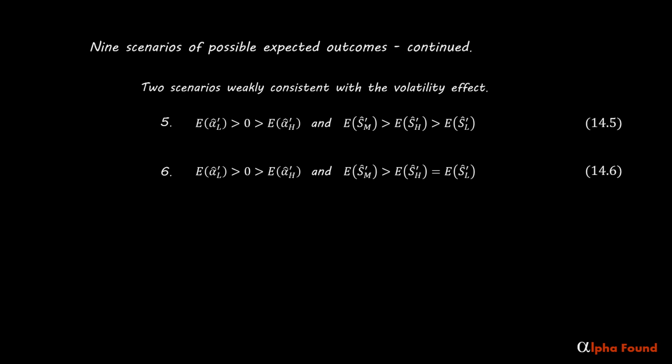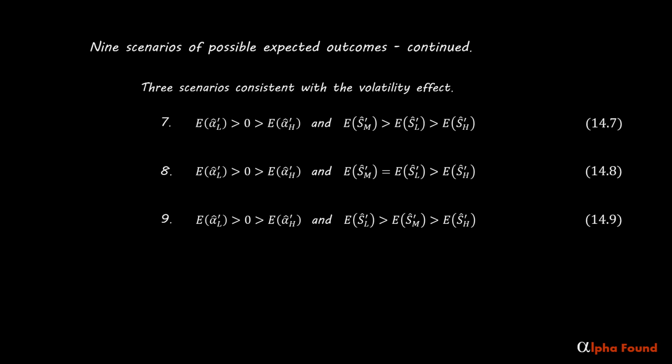The 5th and 6th scenarios are weakly consistent with the volatility effect. The expected alpha of the low CAPM beta portfolio is greater than 0, but the expected Sharpe ratio of the low CAPM beta portfolio is still the smallest. Note that scenario 6 is the same as line 9.17. The remaining 3 scenarios, which describe the volatility effect as commonly understood, are what is usually found in market data. Scenario 9 is the one that will eventually have our attention, where the expected Sharpe ratio of the low CAPM beta portfolio is highest.